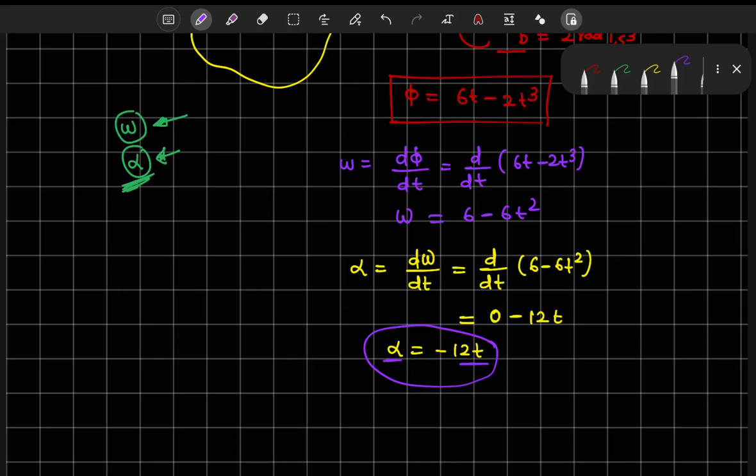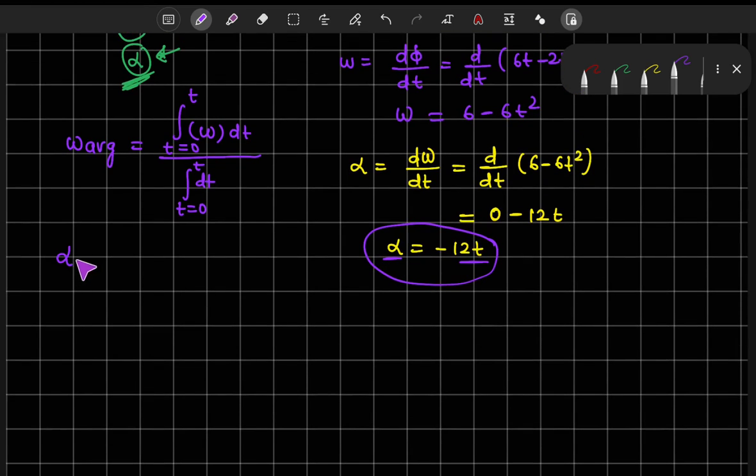So we cannot use the methodology in which we just find the average of the angular velocity between 2 points. For that we will use the formula: the average angular velocity is equal to the integral of angular velocity into dt from t is equal to 0 to t, whole divided by the integral of dt from t is equal to 0 to t. Similarly, for the average angular acceleration we can write the integral of alpha into dt from t is equal to 0 to t, whole divided by the integral of dt from 0 to t.